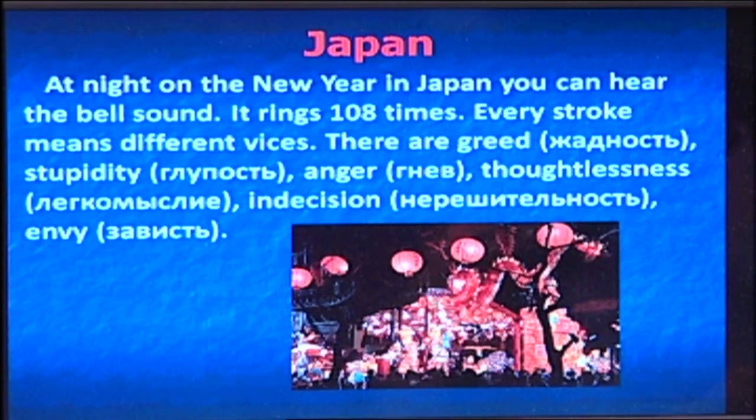What are the vices? Means the mistakes of people. Yeah. So, for example, there's greed, stupidity, anger, thoughtlessness, and envy. So they ring the bad things. So it rings 108 times, each one time for a sin or a vice, so that they remind people not to do them in the New Year.